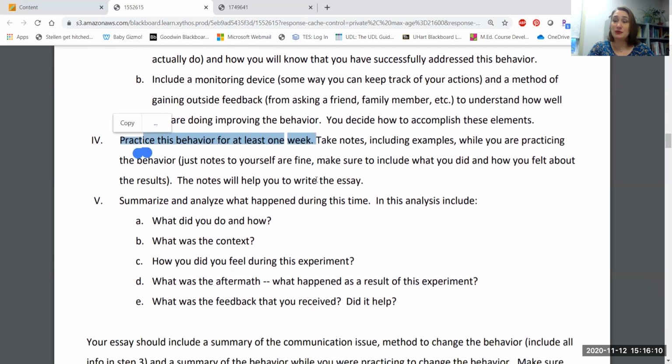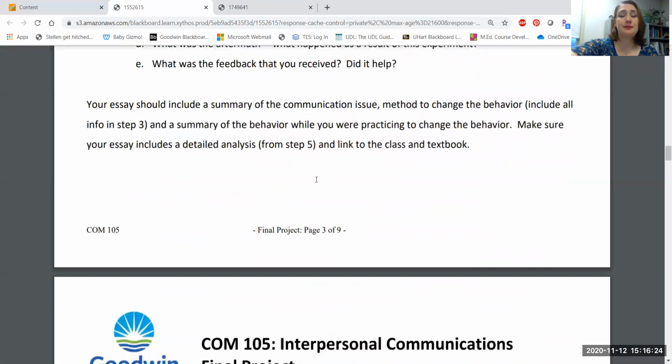Talking about what you need to improve, talk about how you improved it, talk about your experience improving it, and then talking about how you did after a week of really focused effort on it. Okay, again, really good one to do with COVID.